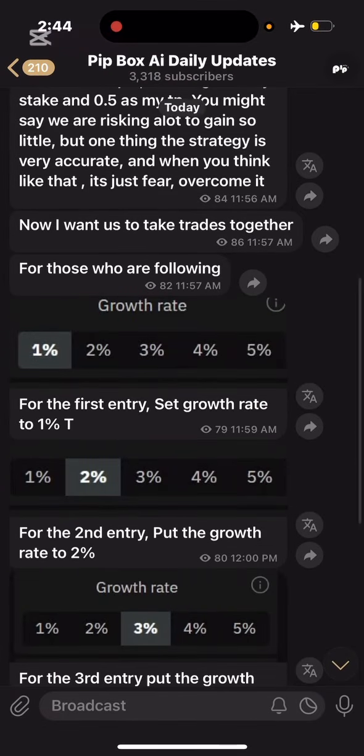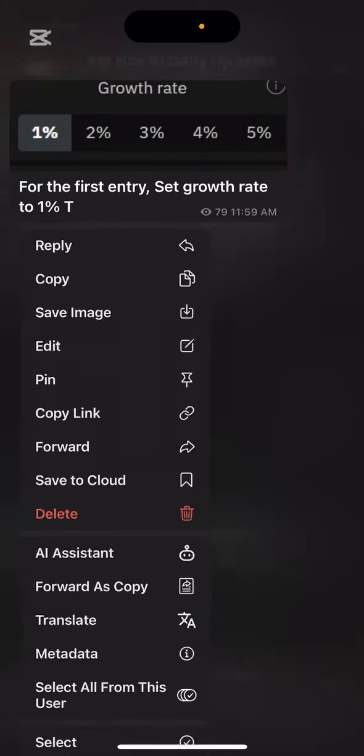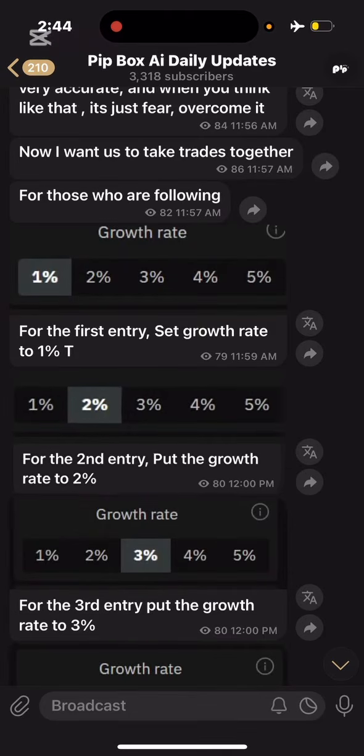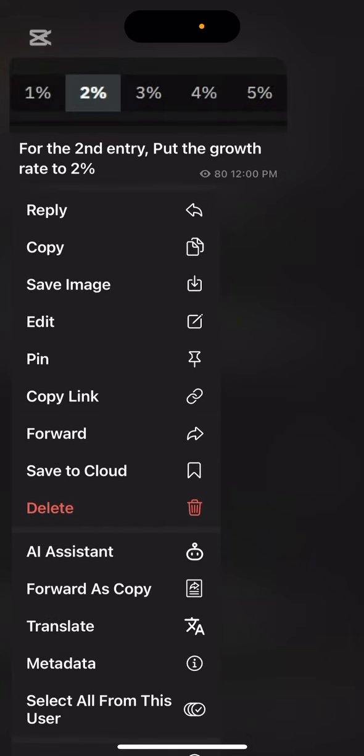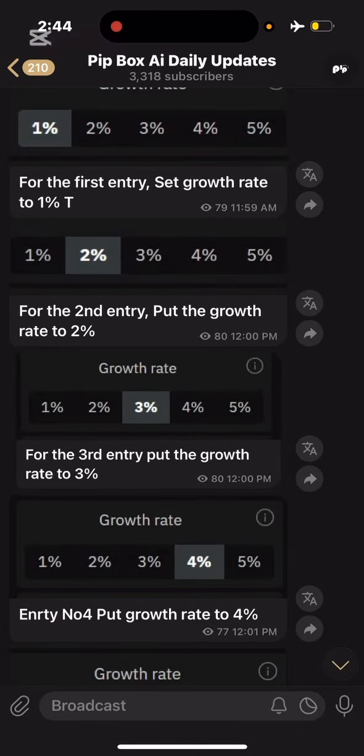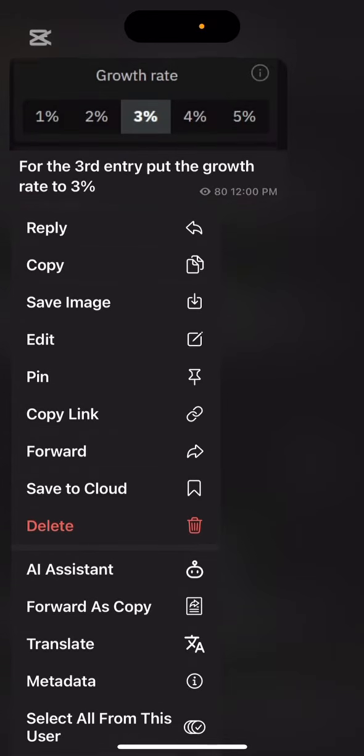Okay, now for the growth rate, for the first trade that you're going to be taking, you'll use a growth rate of 1%. Make sure you use a growth rate of 1%. Don't use any other growth rate. This is for the first trade only. You will change it when you're taking the second trade. You'll use 2% as your growth rate. You will then use 3% as your growth rate for the third trade.